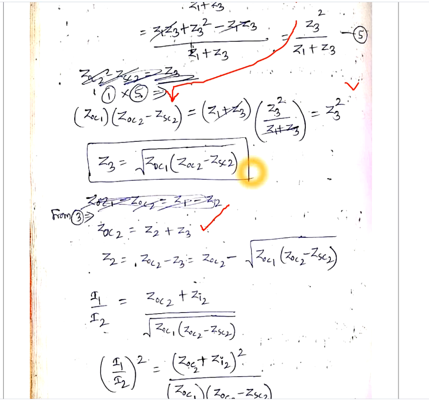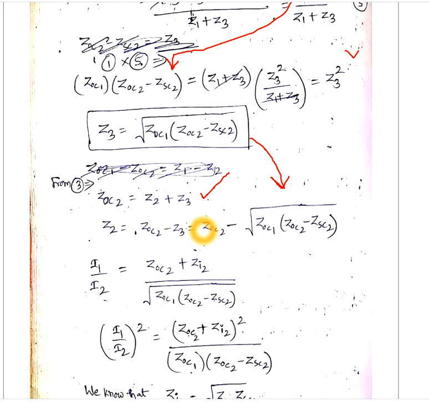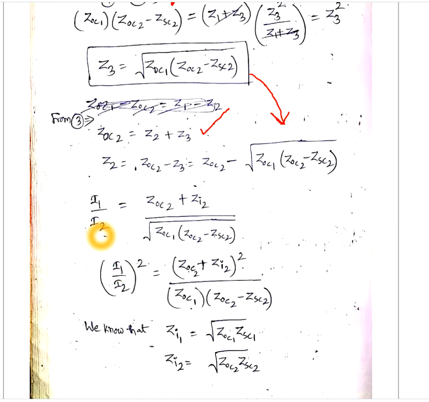Since we have already determined Z3 here, you can directly replace that here, so that you can get all Z2 and Z3 in terms of open circuit and short circuit impedances, right? Fine. Now we got Z2 and Z3. Now what is the ratio of I1 by I2?